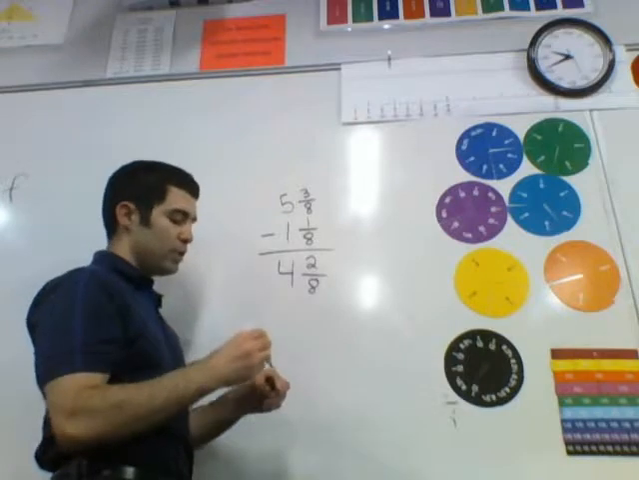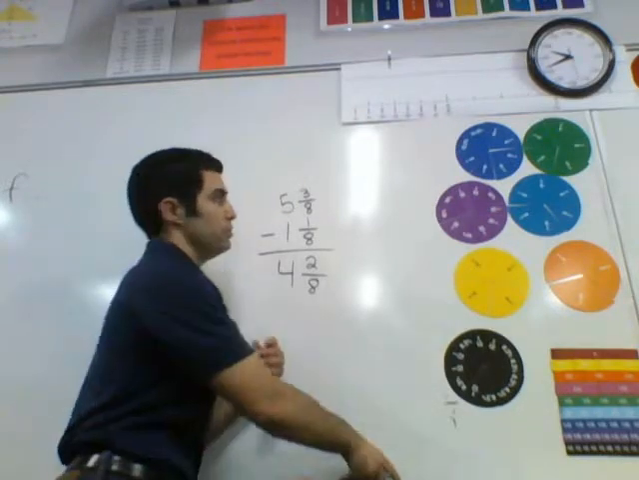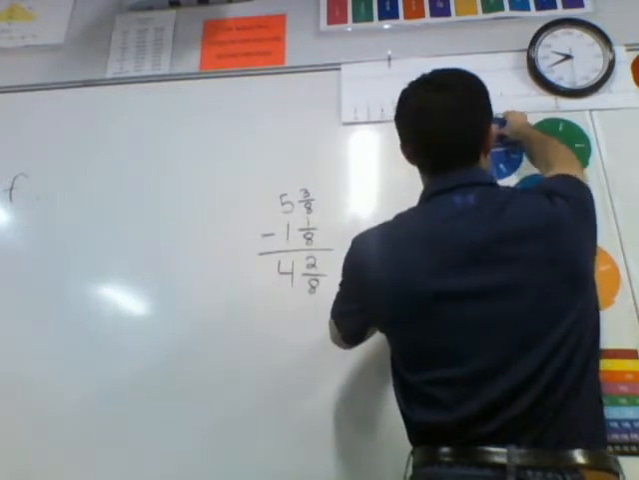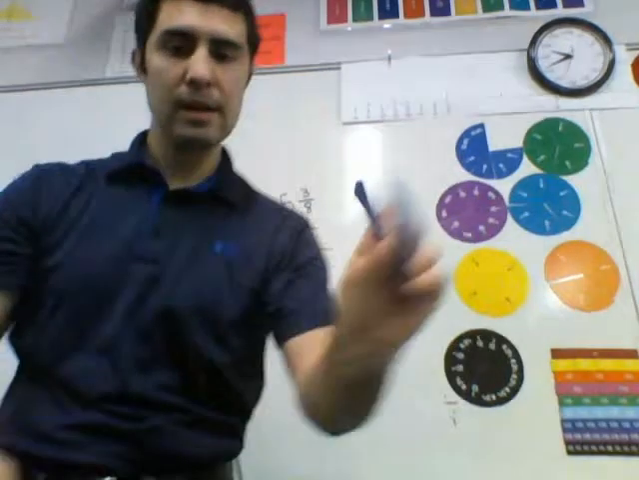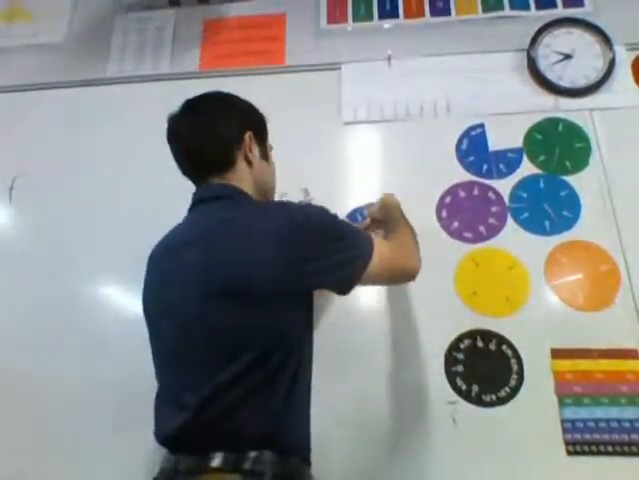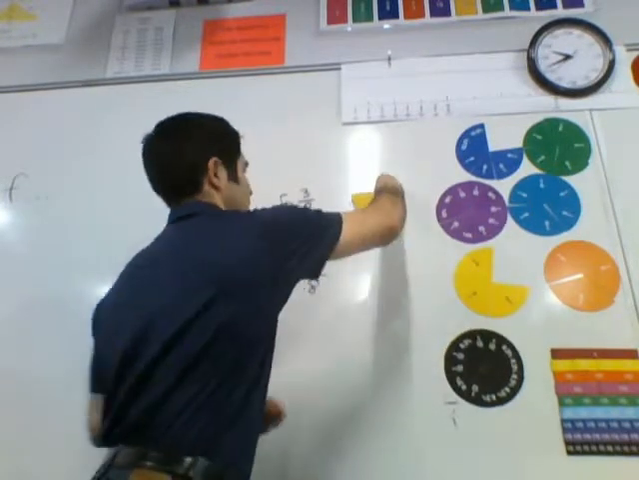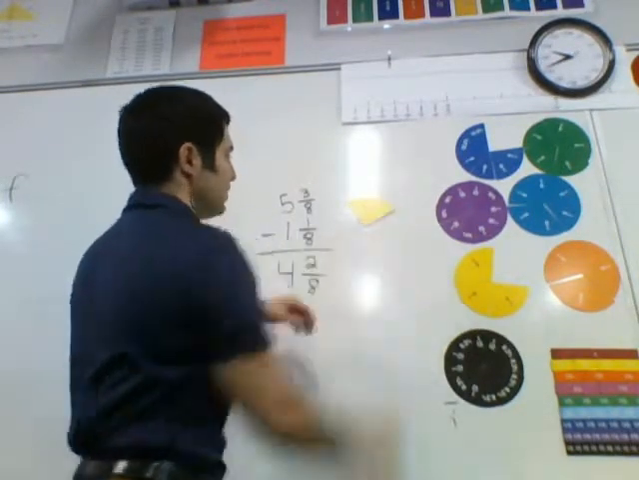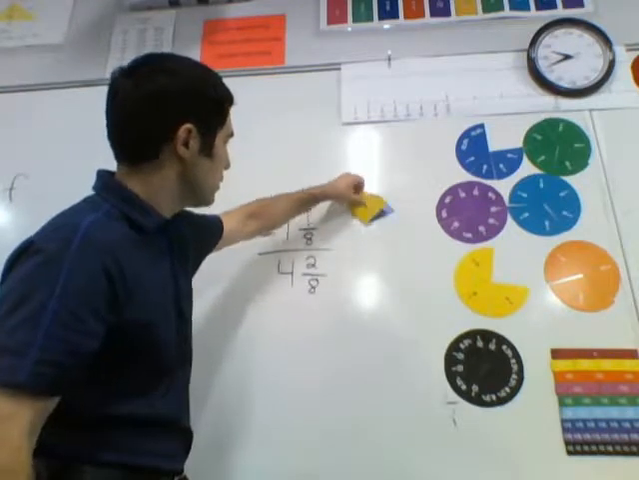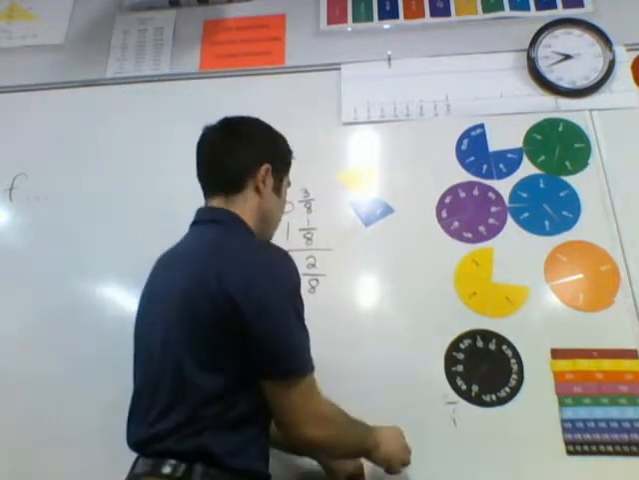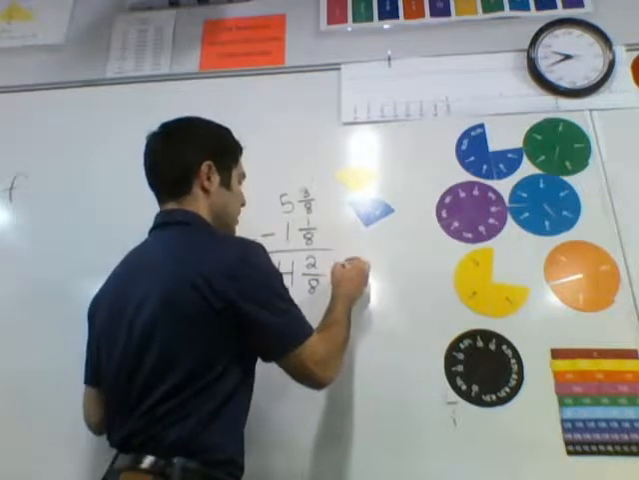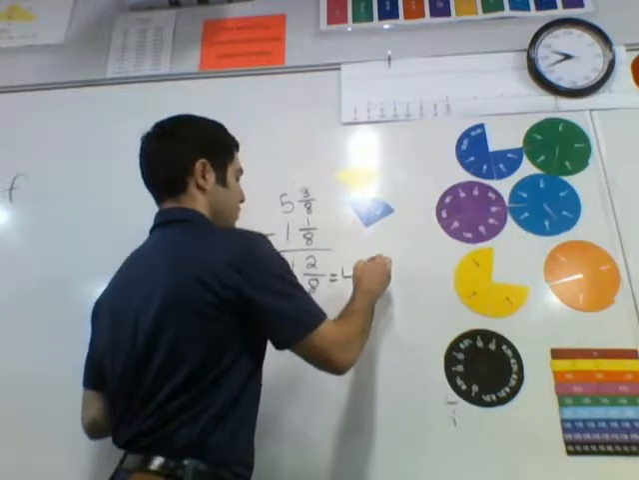Okay? And then we know that 2/8 is equal to, take 2/8, there's 2 of them here. 2/8, and that is going to be equal to exactly 1/4. Okay? So 2/8 equals 1/4. So this is going to be 4 1/4.